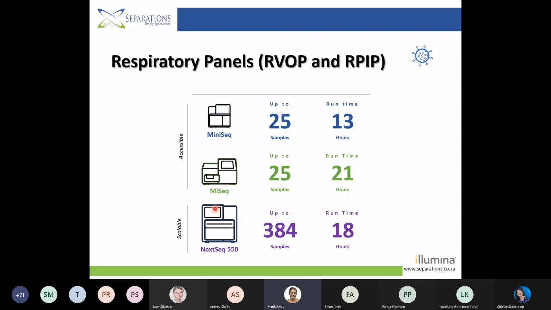So just briefly to show you what is possible with this, either just a viral panel or with respiratory pathogens, where we're talking about bacteria, fungi, and viruses. It's ideal for those benchtop instruments. If you have a very small instrument like a MiniSeq or a MiSeq, you can do up to 25 different samples. But if you have a NextSeq 550 or NextSeq 2000, you could do up to 384 different pathogens. So it's ideal to do that, to track transmissions and co-infections.